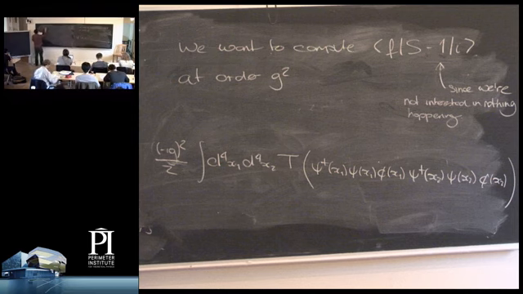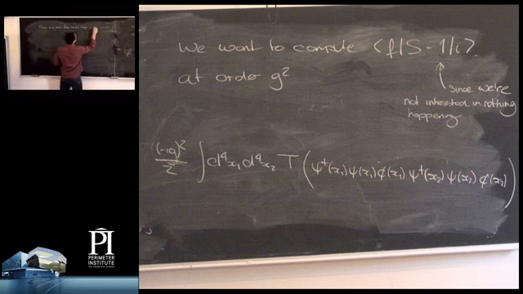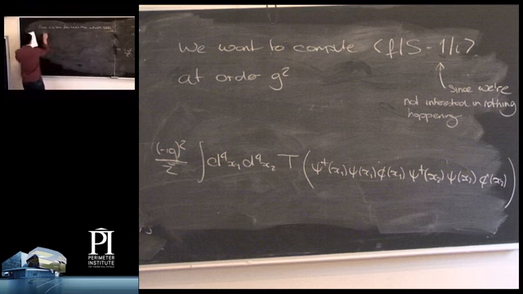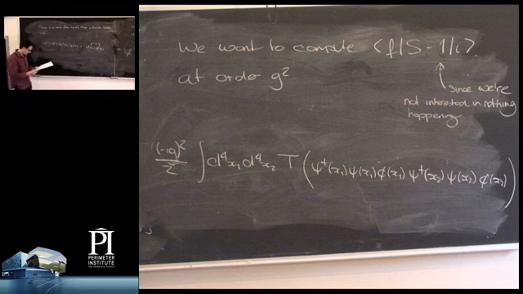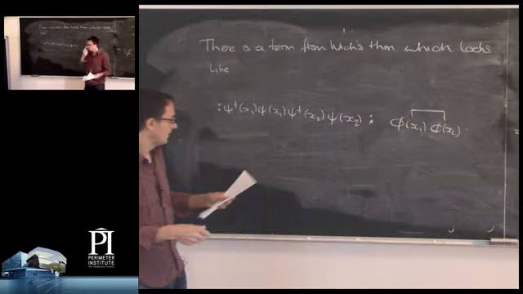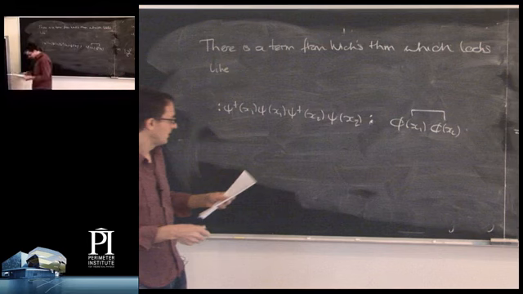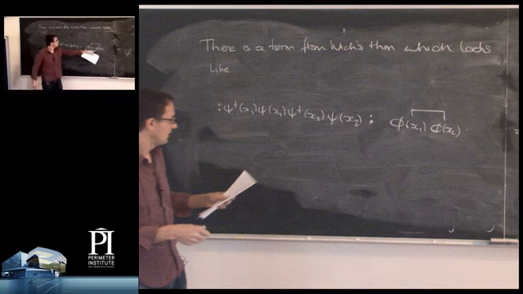So there is a term from Wick's theorem which looks like this. We'll leave the psi's alone. They're normal ordered because this is a term on the right-hand side of Wick's theorem. But we've contracted these two phi's. Thanks. Okay, so this term is going to be there. You can convince yourself that this is the only term that's going to be relevant from that first bunch of contractions.